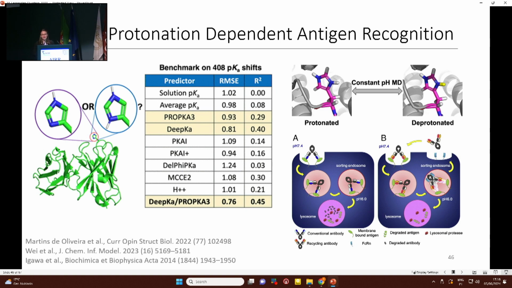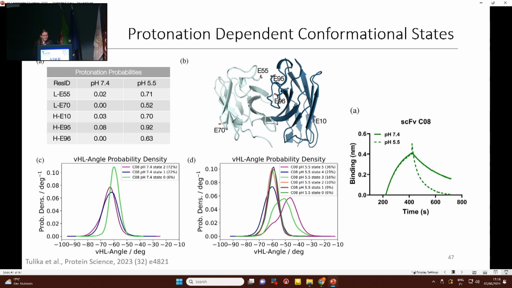Charges, of course, influence your simulation substantially because they're the most long-ranging interactions possible. And so we were wondering how good, or what, can we actually predict? And this is one example of a collaboration where we looked at a pH-dependent antibody that was histidine-free.